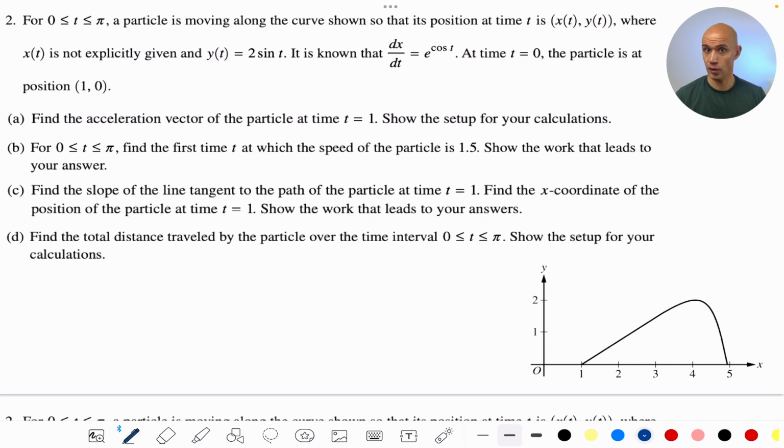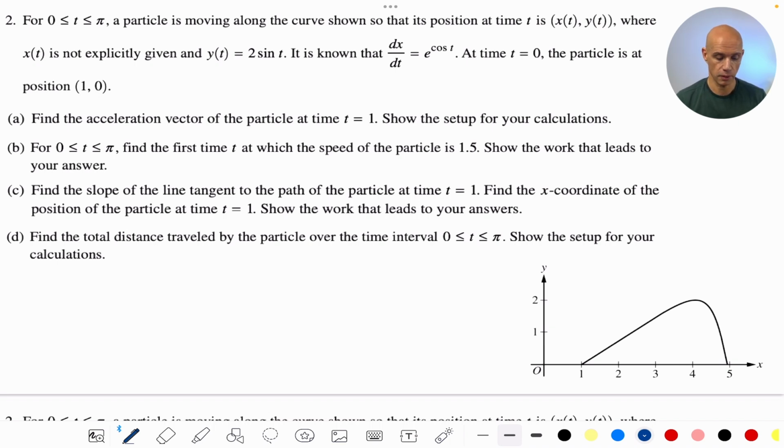This is 2023, Calculus BC, question number 2. Let's see what it's about. Maybe you want to solve it in 1 or 2 minutes and come back to see the detailed solution, or you want to stay to see how some of these questions are solved in more detail.